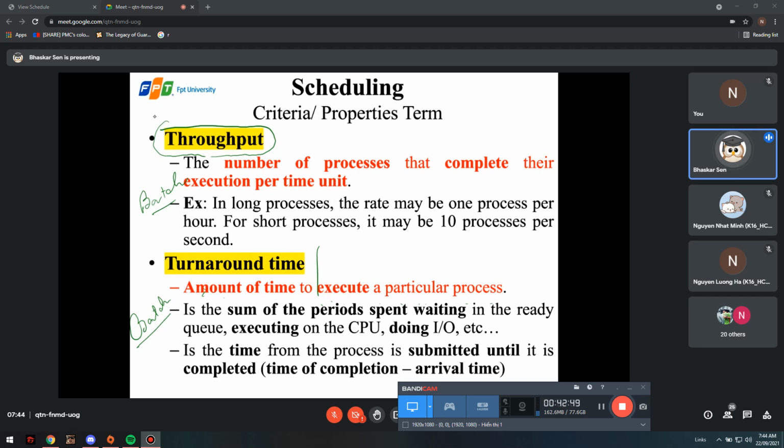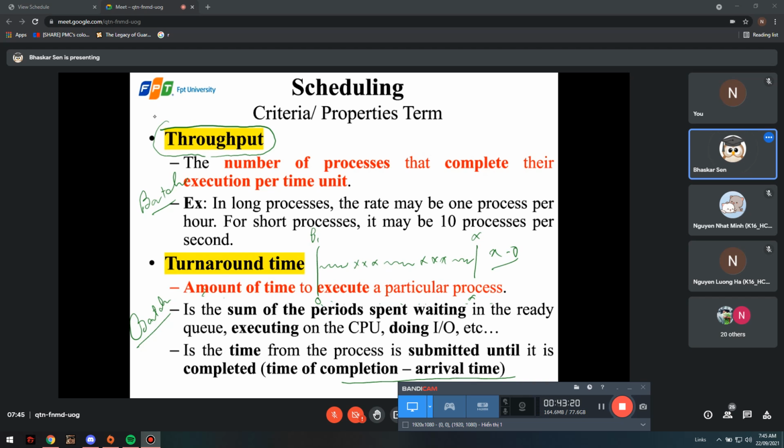What you need to remember is if a process starts here and then it executes, then it is off, off, executes again, off, off, off, executes again, and here it terminates. This is the termination point. If you think that this is point 0 and this is point x, the turnaround time will be x minus 0.